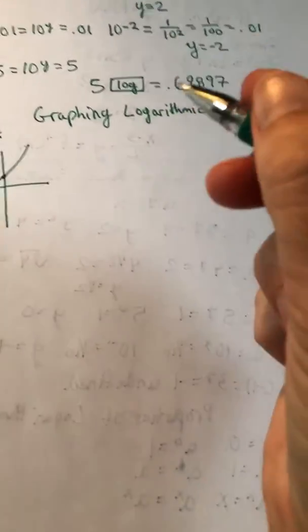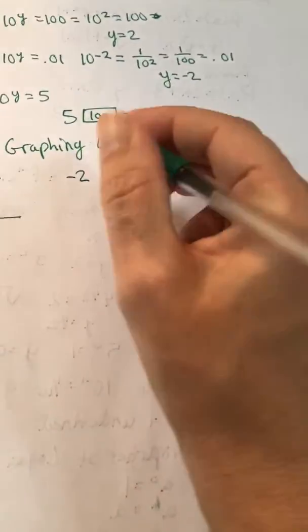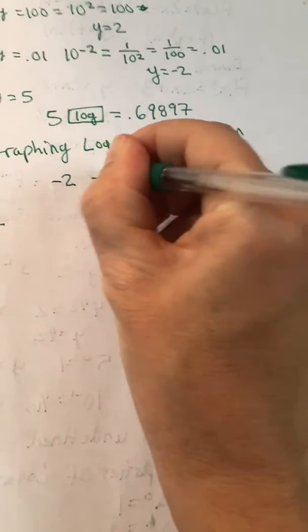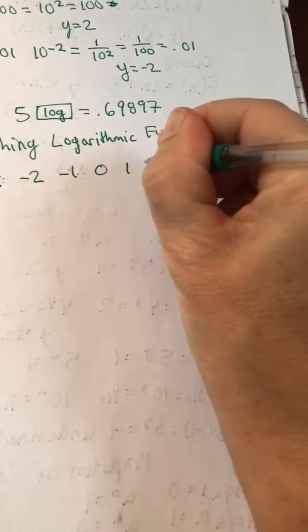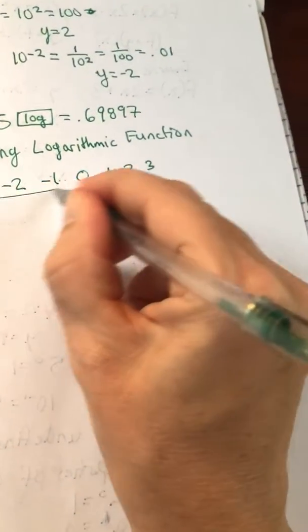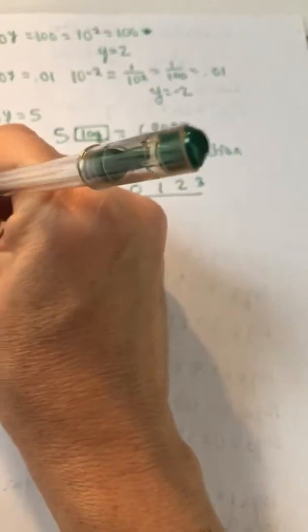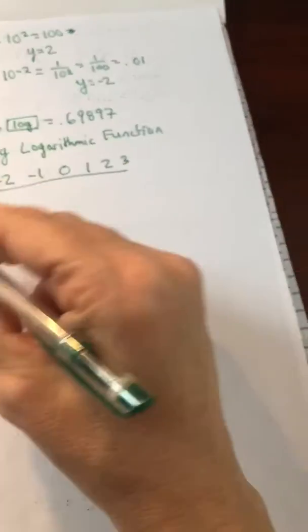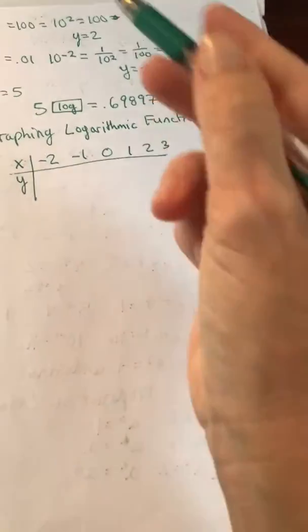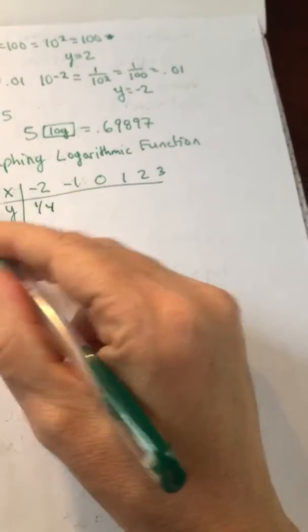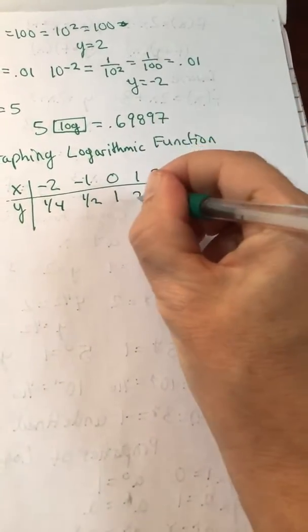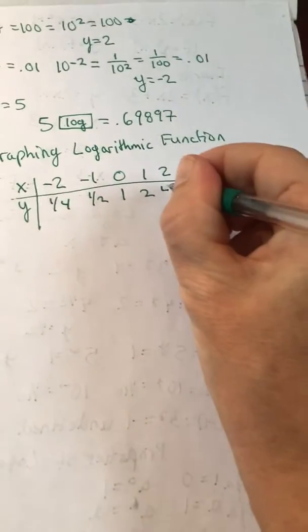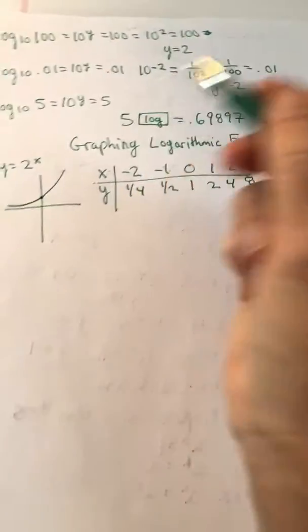Okay, and you can do the chart where you would plug in negative 2, negative 1, these are your x's, 0, 1, 2, 3. And then your y's you would get. Okay, so 2 to the negative 2 is 1/4. 2 to the negative 1 is 1/2. 2 to the 0 is 1. 2 to the 1 is 2. 2 squared, 4. Oh, you can't see what I'm pointing to. 2 cubed, 8. Okay, so that's how it graphs like that.